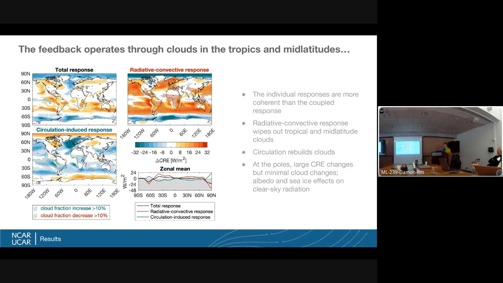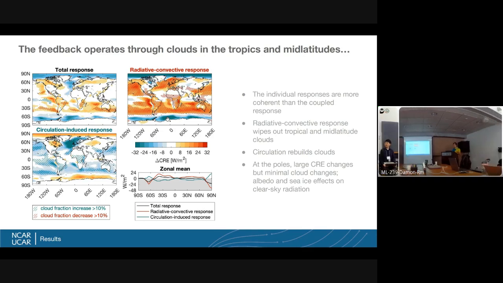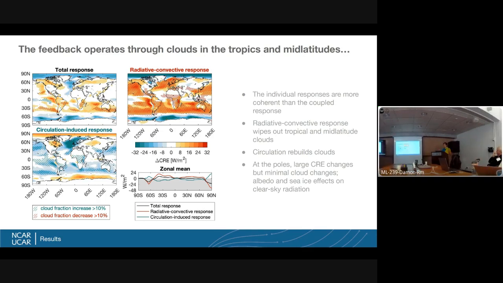Because cloud radiative effect takes into account clear sky changes, and there's so much albedo change and sea ice loss in this run, this is not a great way to look at things because your clear sky changes are getting quite a bit different. But you can kind of tell that the cloud radiative effect is really capturing the cloud changes in the mid-latitudes and tropics, but something's different at the poles. The circulation rebuilds the clouds. So the effect of the circulation response to global warming is to basically rebuild the cloud decks, although it doesn't quite overcompensate.